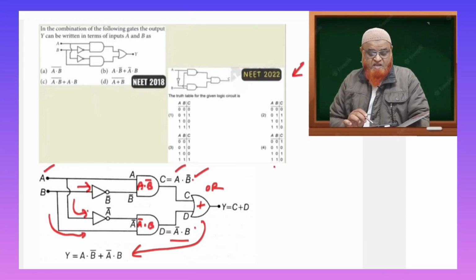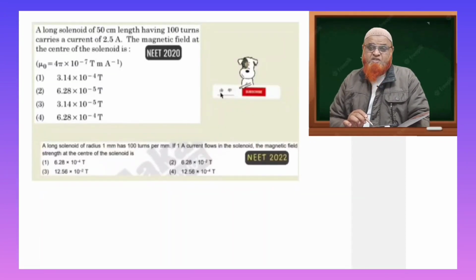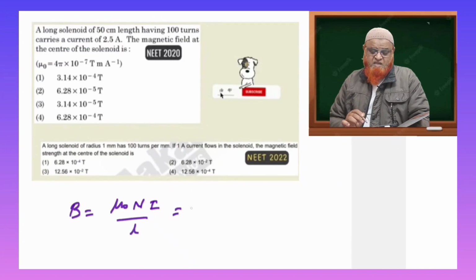The next question series here is regarding a solenoid. You all know that the magnetic induction of a solenoid is given by B is equal to mu naught Ni by L. And you know mu naught is nothing but 4 pi into 10 power minus 7. You just substitute the values. The number of turns is given as 100, and the current is given as 2.5 amperes.